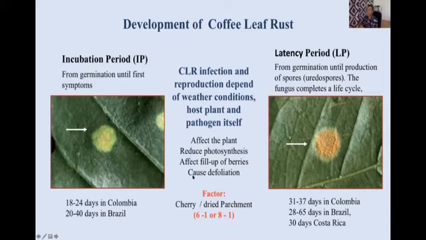But one or two weeks later, we are going to see the production of the spores of the fungus. That is the major signal to see, oh, this is rust right now. And all of this depends, again, on weather conditions, the host plant, and the rise of the disease.